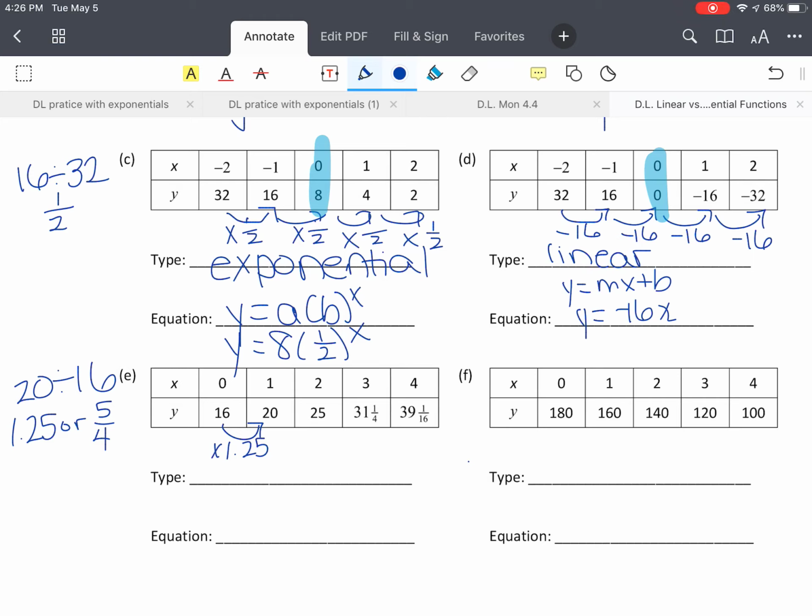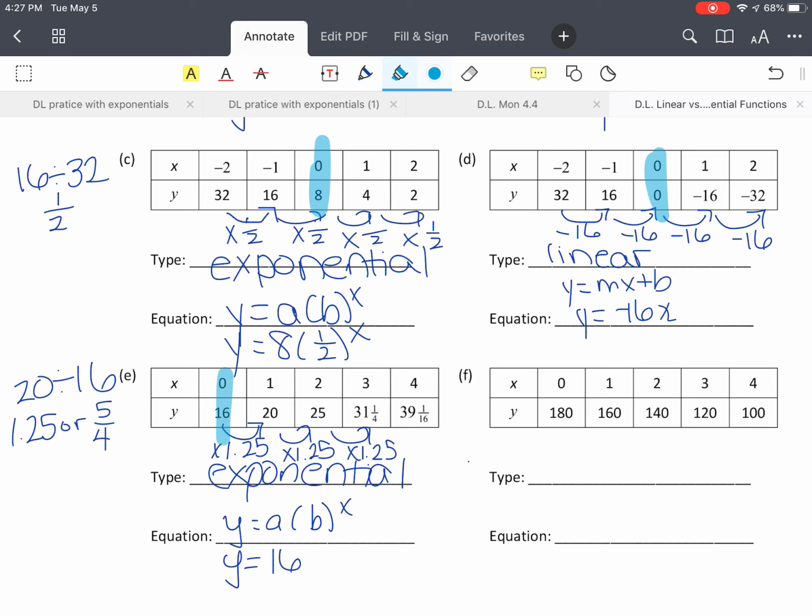Now let's try. In your calculator, do 20 times 1.25. Does that bring me to 25? It does. 25 times 1.25 does give me 31 1/4. So I know that this must be exponential because we are multiplying by the same amount every time. So y equals a(b)^x. A is 16. What is y when x is 0? And 1.25 to the x.